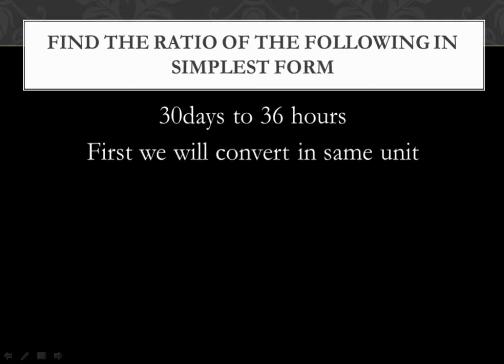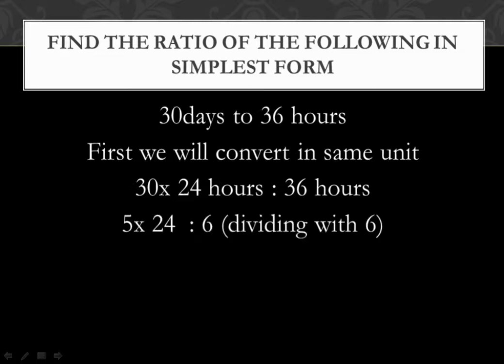Now next question. Find the ratio of the following in simplest form. Here we have 30 days to 36 hours. Again we will convert it into the same unit. So I will convert days into hours. 1 day equals 24 hours. So here 30 days is equal to 30 into 24 hours is to 36 hours. Now you can see that 30 and 36 are both divisible by 6, so I am dividing both of them by 6.